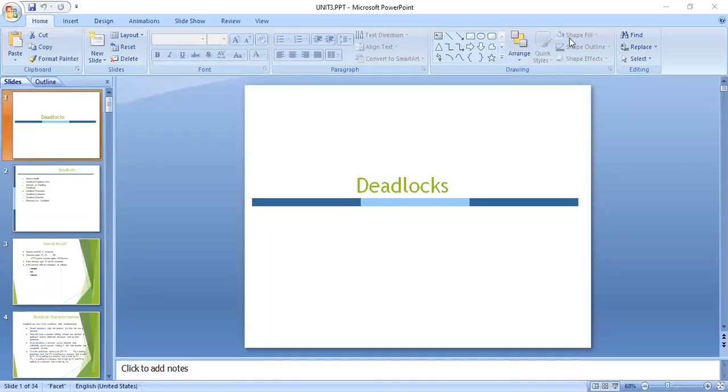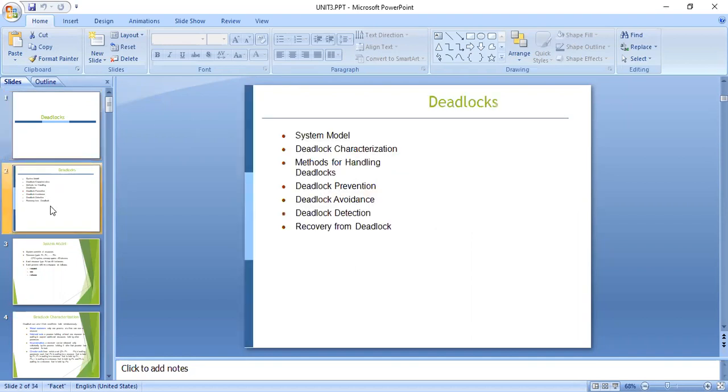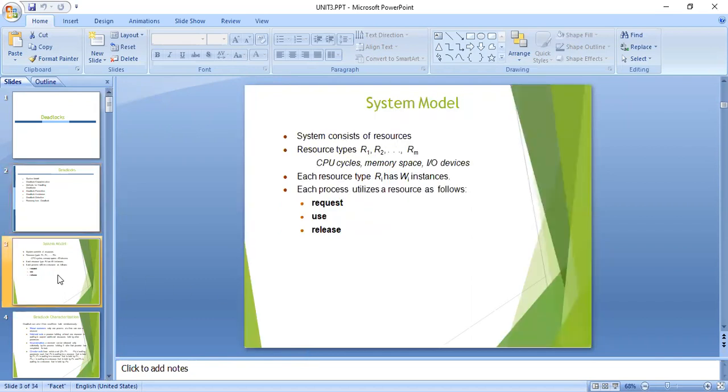Good morning, everyone. Today we are going to start with Unit 3, named Deadlock. And in the next slide, we'll see the contents of deadlock. The deadlock chapter includes the system model, deadlock characterization, methods for handling deadlocks, deadlock prevention, deadlock avoidance, deadlock detection, and recovery from deadlock. So now I'm going to start with the system model.